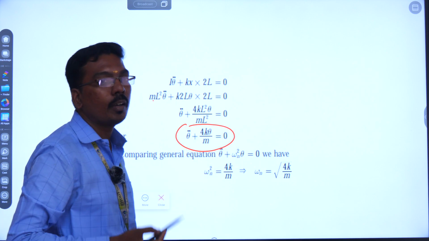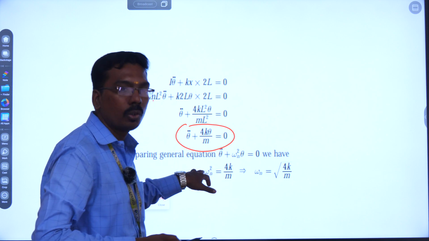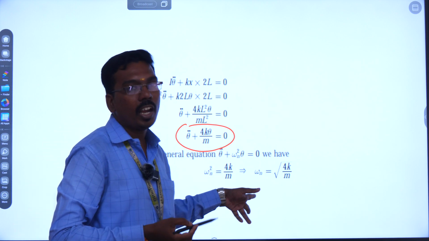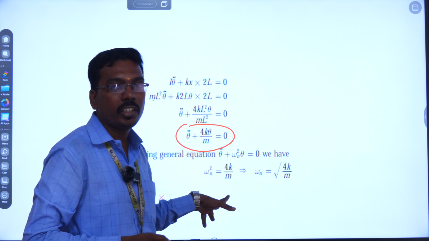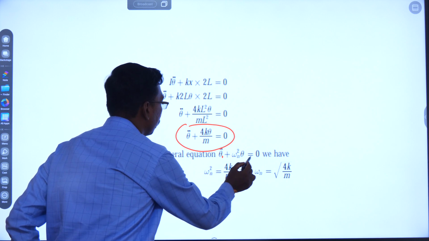The next thing is comparing with the general equation. Why do we compare with the general equation? Then only we can know the omega n square value. After that, once we get the omega n square value, we take the square root. Then finally we identify the omega n value. Okay. So finally we have theta double dot plus omega n square theta equal to 0.